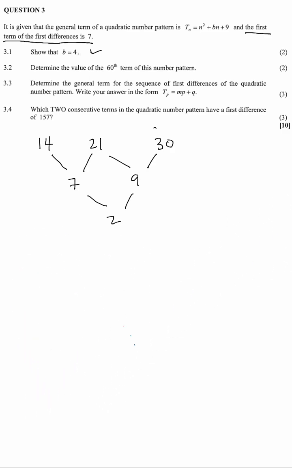Let's look at the next question. The next question says, determine the value of the 60th term of this number pattern. 60th term, that means T60, right? We have Tn here. So for 3.2, we want T60. So T60, you'd substitute 60 where there is n. So it's 60 squared plus b by 60 plus 9. But we know what b is.